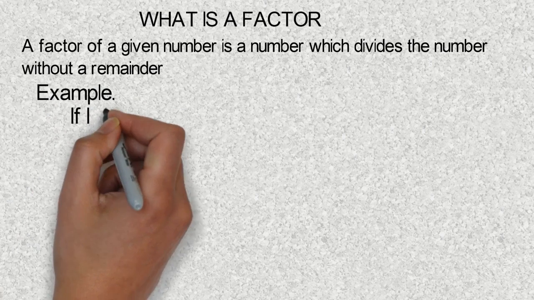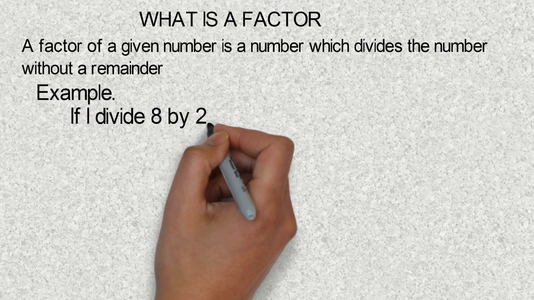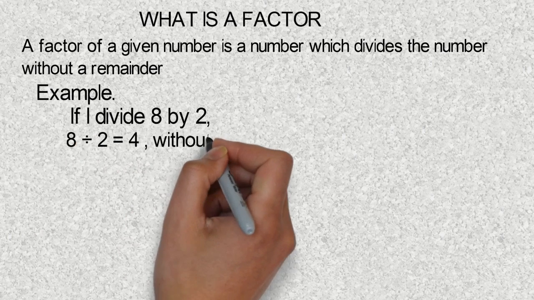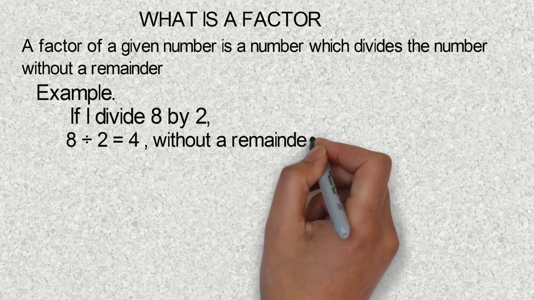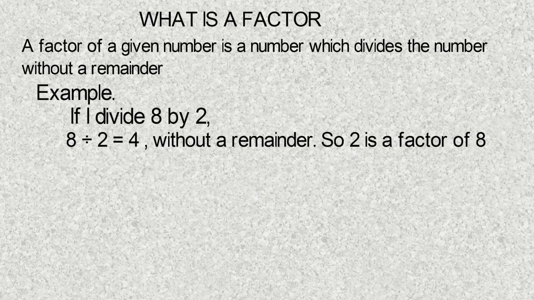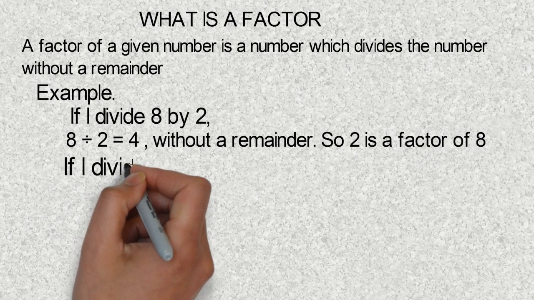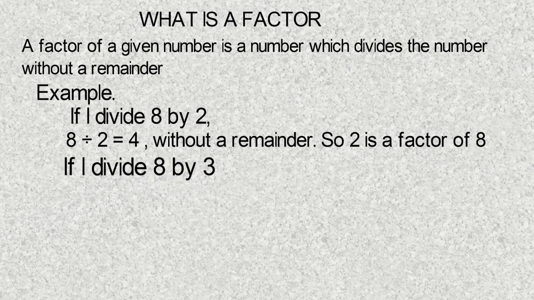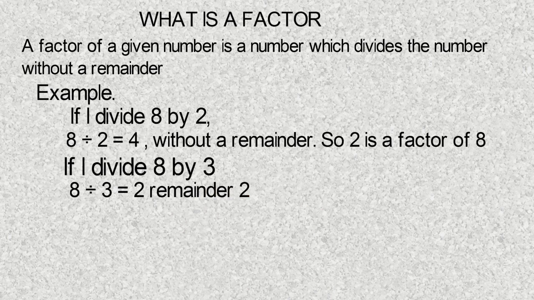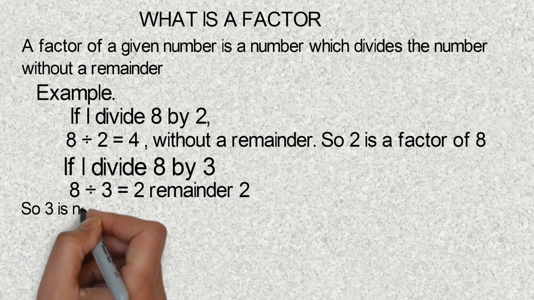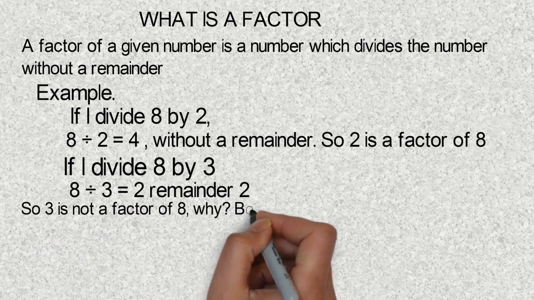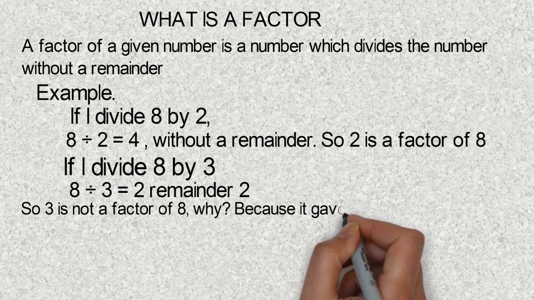If I divide 8 by 2, that is 8 divided by 2, which equals 4, without a remainder. So 2 is a factor of 8. Also, if I divide 8 by 3, which equals 2 remainder 2. Because I have a remainder here, 3 is not a factor of 8. Why? Because it gave us a remainder of 2.